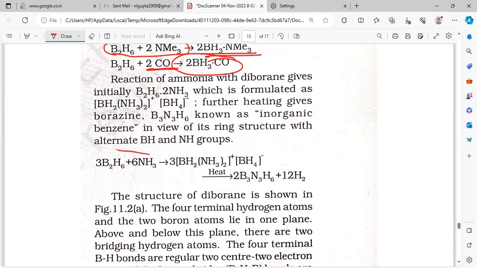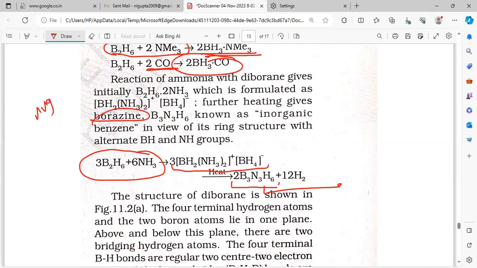So here is B2H6, diborane, treating with ammonia. Firstly it gives a complex, which on decomposition gives what is called borazine. Okay, this is very important, borazine. If you are treating diborane with ammonia, it gives borazine, that is called inorganic benzene.